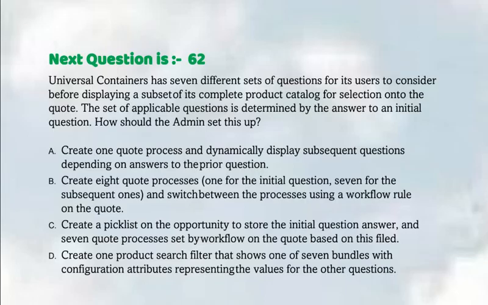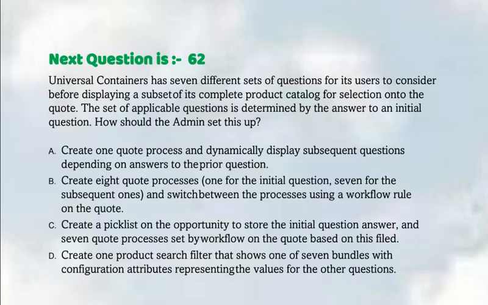Question: Universal Containers has 7 different sets of questions for its users to consider before displaying a subset of its complete product catalog for selection onto the quote. The set of applicable questions is determined by the answer to an initial question. How should the admin set this up? Option A, create one quote process and dynamically display subsequent questions depending on answers to the prior question.